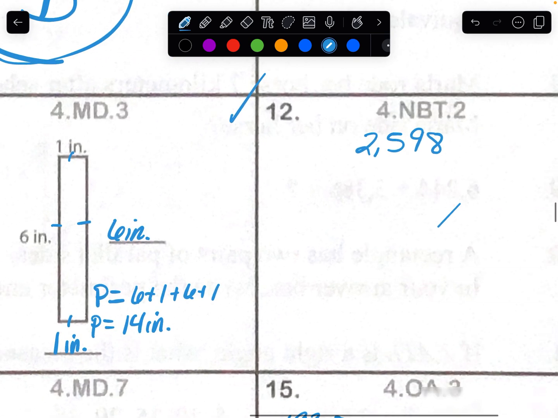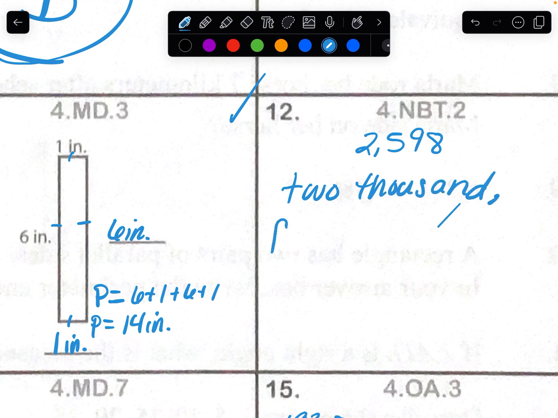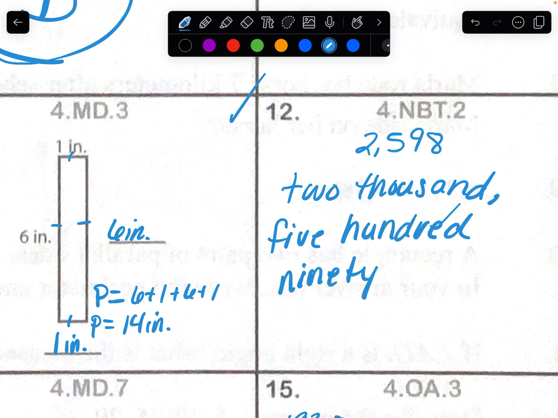All right, number 12, we had to write this in words. This is 2,000, comma, 590-8. Make sure you have that dash right there.